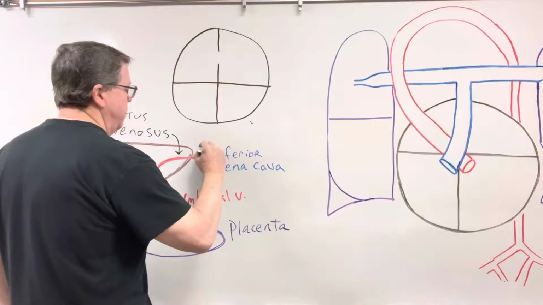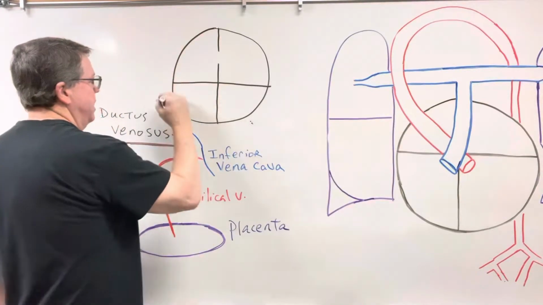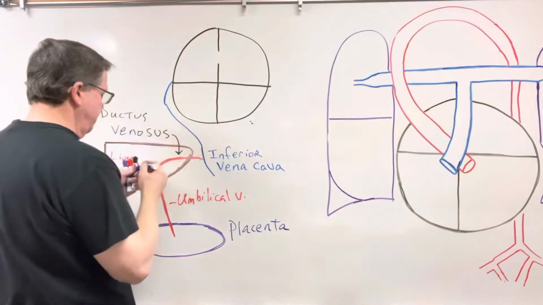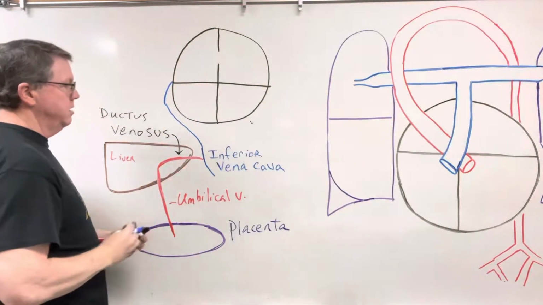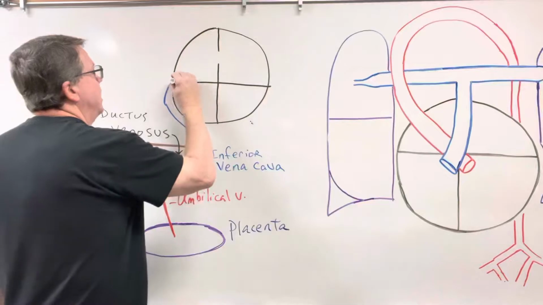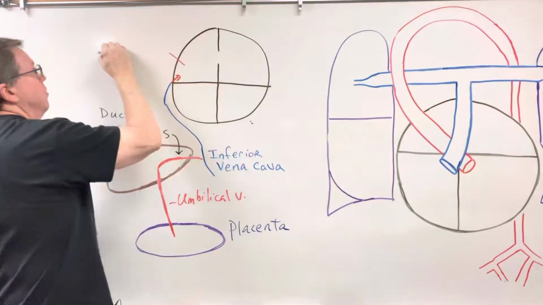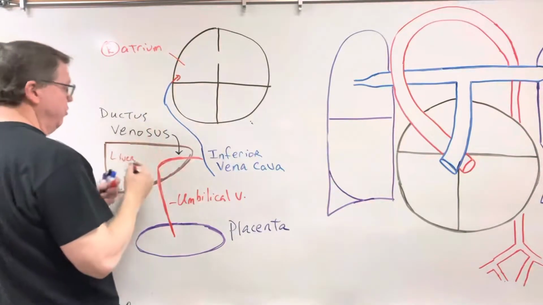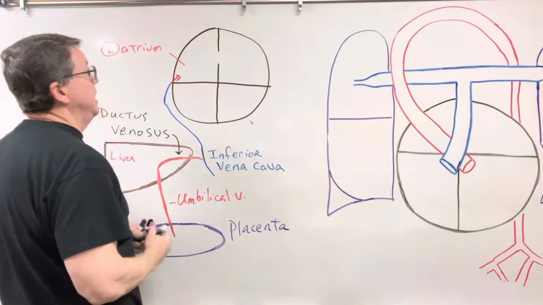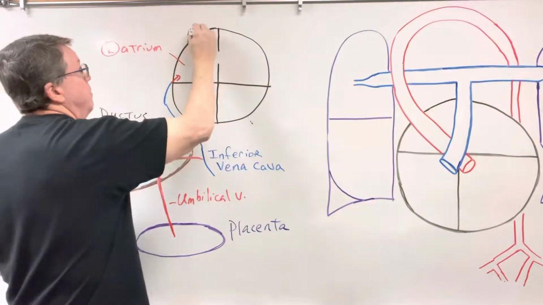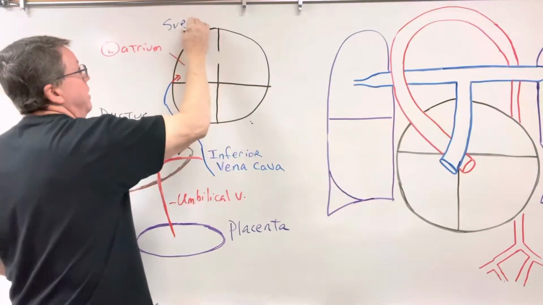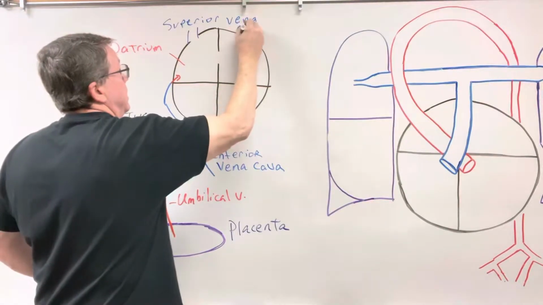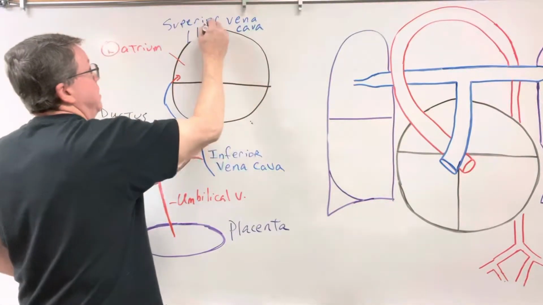I'm going to draw it as if it's come from outside the heart. It would actually be kind of more behind it. But anyways, so here comes my blood, and let's use red because this is oxygenated. So the blood is going to enter into here. This is going to be the right atrium. Now, there's also going to be deoxygenated blood that's coming from above, and this is the superior vena cava. So that's going to be right here.